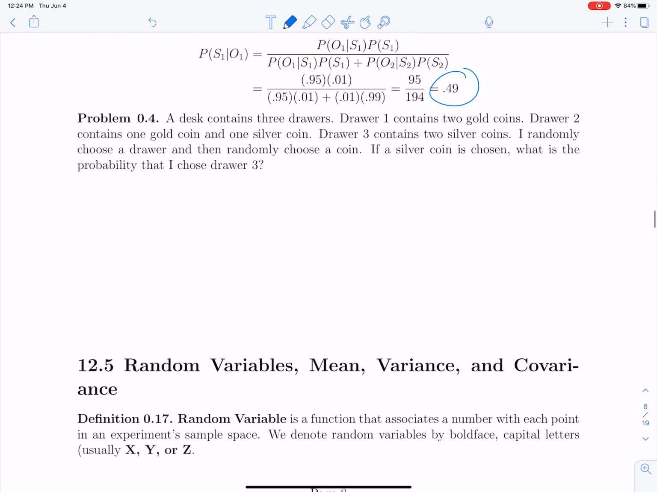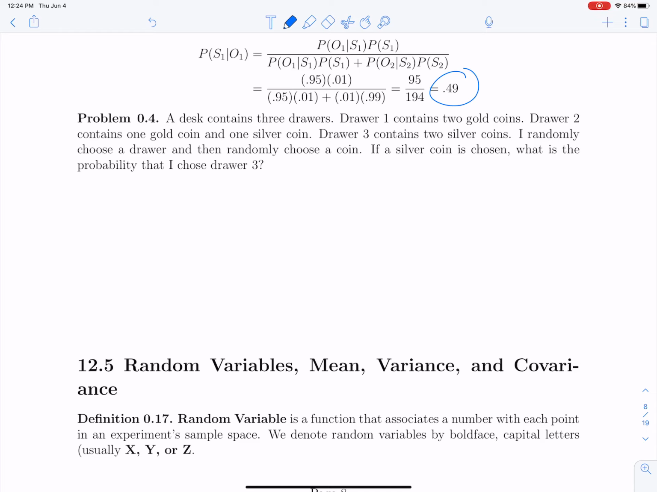So we'll actually do a separate problem now together. I'm going to go ahead and read this. A desk contains 3 drawers. Drawer 1 contains 2 gold coins. Drawer 2 contains 1 gold coin and 1 silver coin. Drawer 3 contains 2 silver coins. I randomly choose a drawer and then randomly choose a coin. So we have 2 choices, basically, which are 2 events. If a silver coin is chosen, what is the probability that I chose drawer 3?